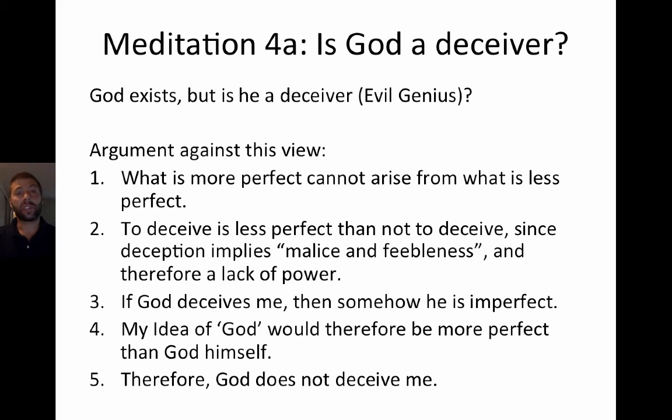So just to recite the argument itself, we have what is more perfect cannot arise from what is less perfect. To deceive is less perfect than not to deceive, since deception implies malice and feebleness and therefore lacks power. If God deceives me, then somehow he is imperfect, and my idea of God would therefore be more imperfect than God himself, which cannot be the case, because God is perfect, and so therefore God does not deceive me. I think this is a very interesting argument that actually finds a lot of historical roots in the history of philosophy that Descartes is drawing on here.